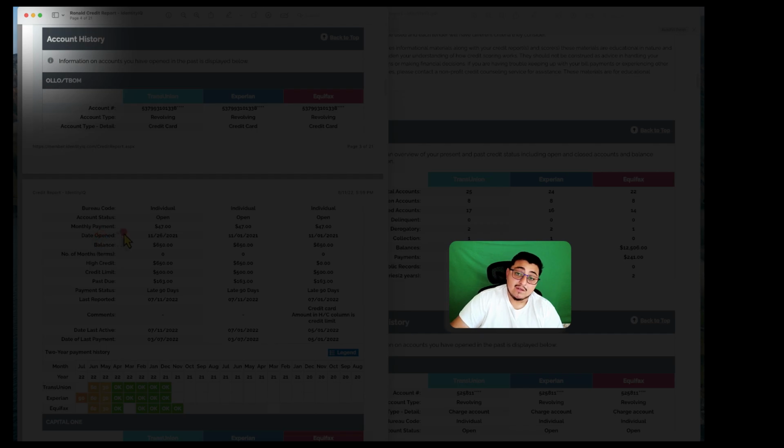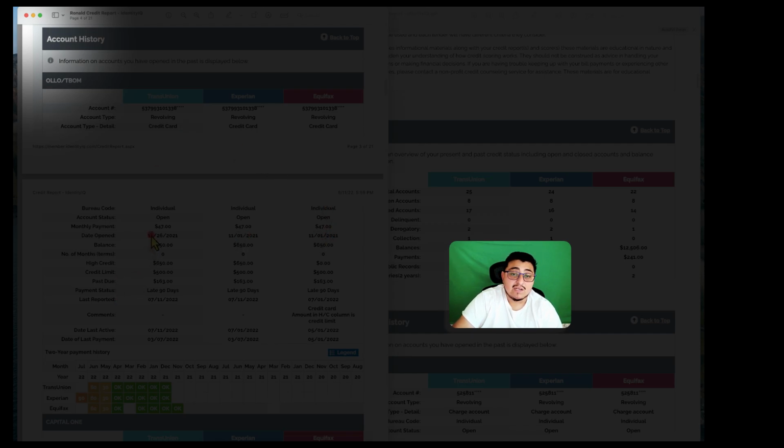Date opened, this is one of the ones that I look at. Again, they have to be consistent across all three. Right off the bat, this is not consistent across all three. How can the date of open on this credit card account be one date, and then this is another date, and this is another date?